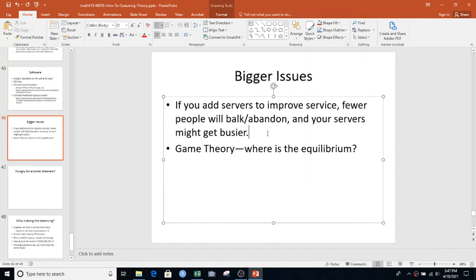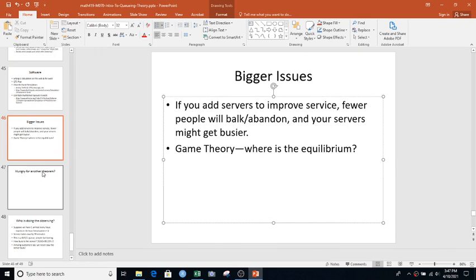So to what extent do you want to add more servers just to make your customers happy? And at what point is adding more servers just not economically feasible because the increased happiness of your customers won't pay for the extra servers? So that's another thing to think about.